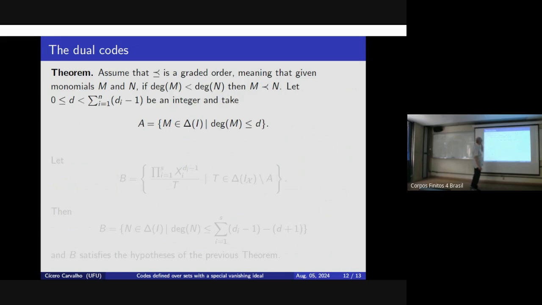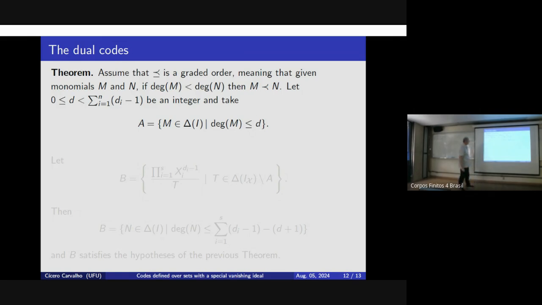For example, assume that your monomial order is a graded order, meaning that when you want to know which monomial is the greatest, first you look at the degree. If a monomial has a degree greater than the other, it is already greater than that. If the degrees are equal, you have some other way to decide. So assume that this monomial order is a graded order. And let's not choose A to be any subset of the footprint, but let's choose A to be this type of set of monomials. You take all monomials with degree up to T.